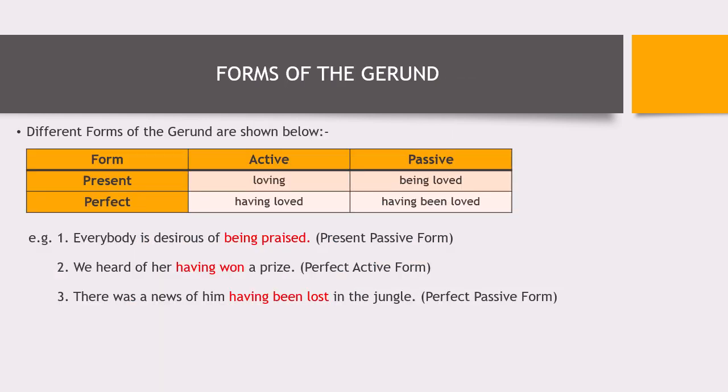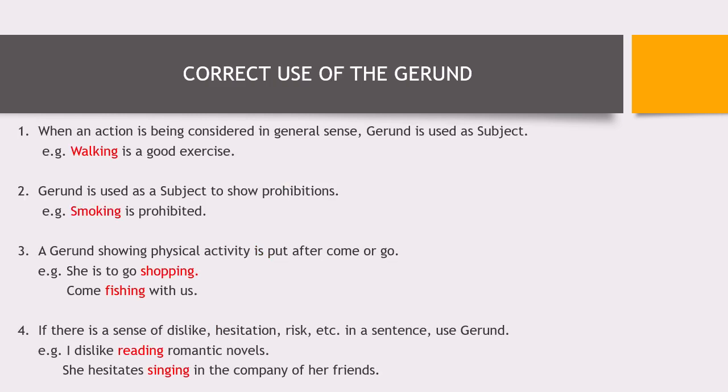Forms of the gerund. Different forms of the gerund are shown in the table. For example, 1. Everybody is desirous of being praised. Present passive form. 2. We heard of her having won a prize. Perfect active form. 3. There was a news of him having been lost in the jungle. Perfect passive form.